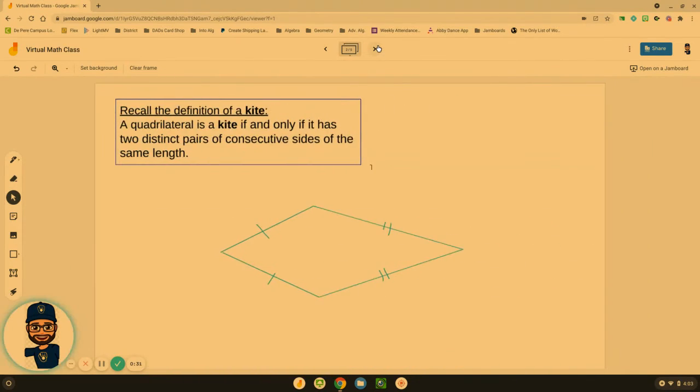So recall by definition that a kite has two distinct pairs of consecutive sides that are the same length. Two distinct pairs of consecutive sides that are the exact same length. So in this one, we've got these two sides congruent, these two sides congruent.